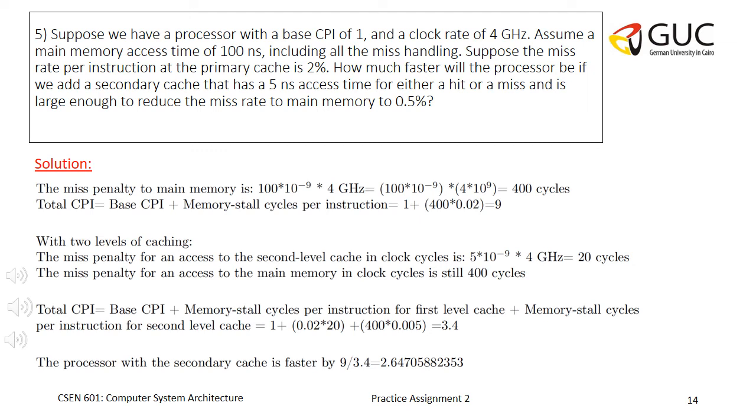Okay, we will explain each case, and we will try to calculate the total CPI for each one and compare them together to know if adding another cache, that is the second level of cache, will cause a speedup in the performance of this computer or not.